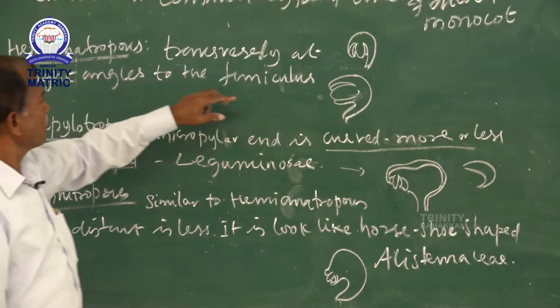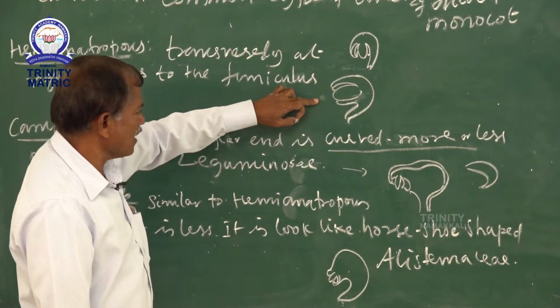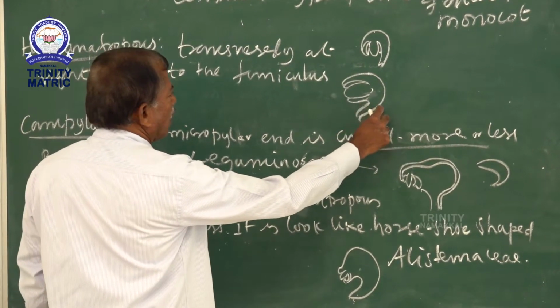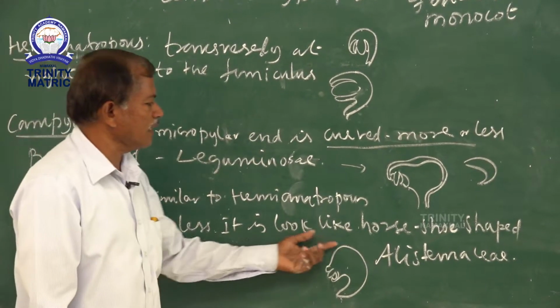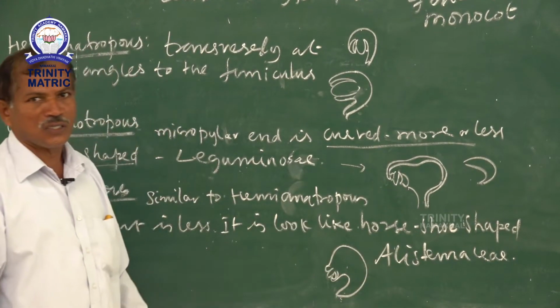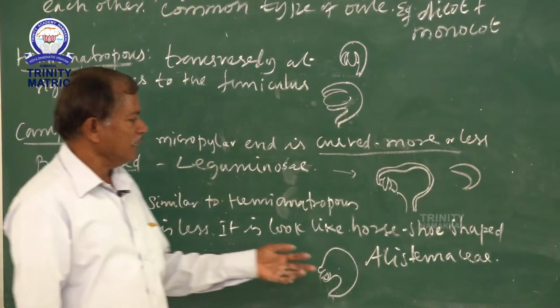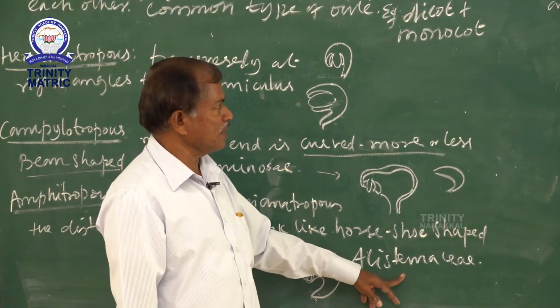Here they are very close, at right angles to each other. The distance is also very small. It looks like a horseshoe shaped structure and is called an amphitropous ovule. Example, Alisma.